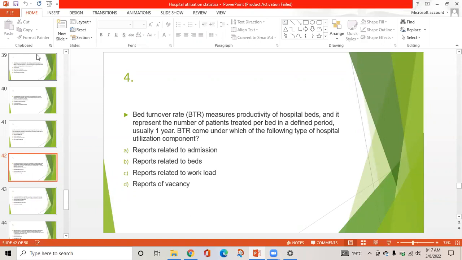This comes under reports related to admission. Option A is the right one, because this is the main.